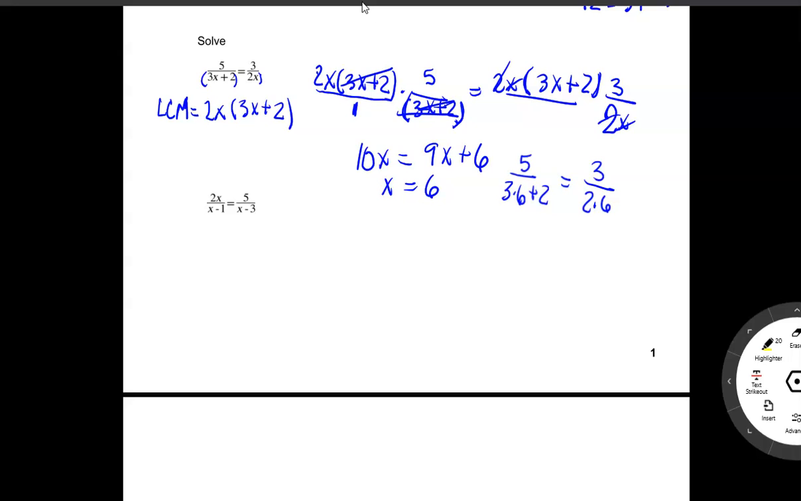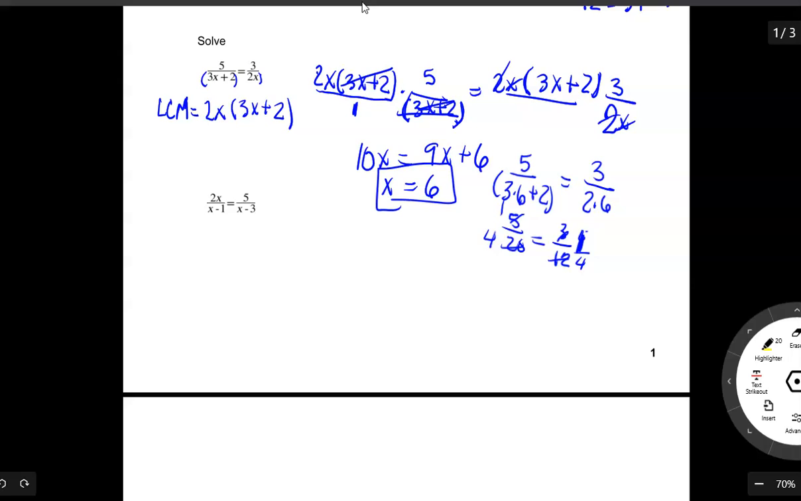In the denominator, it's just as if there's parentheses here, so I need to do multiplication, then addition. So 18 plus 2 is 20. And then over 12. 5 over 20 reduces to 1/4. 3 reduces to 1/4. So that did work out. And we have x equals 6.